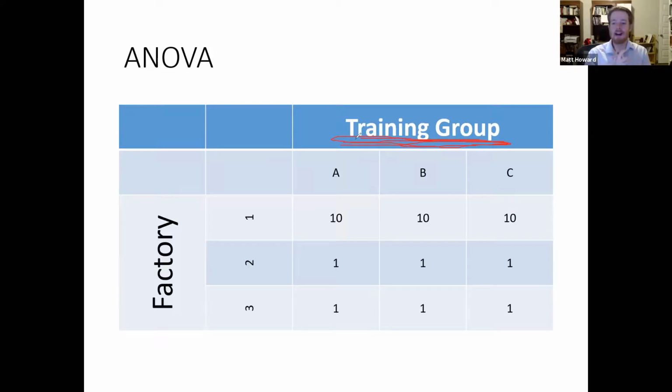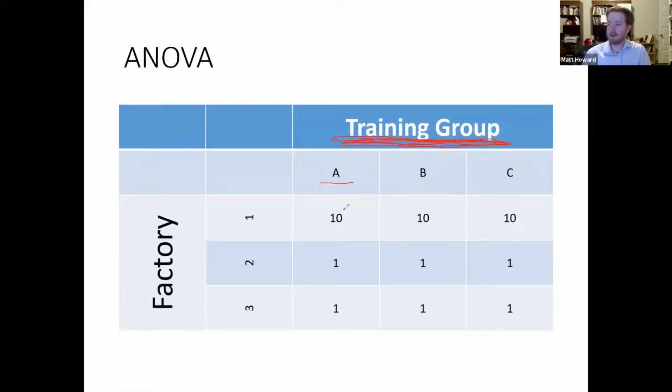Yep, and you are exactly correct. I saw two no's incredibly quickly. Good job, very good job. We would not expect there to be a significant difference among training groups, because the pattern for the three training groups was very similar, and in this case it was identical.